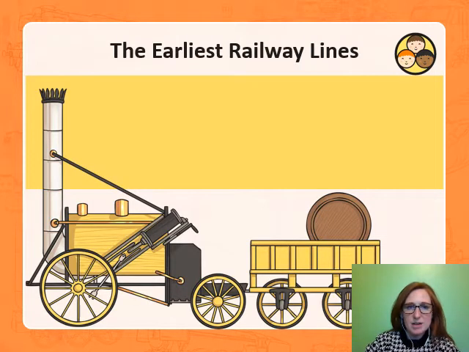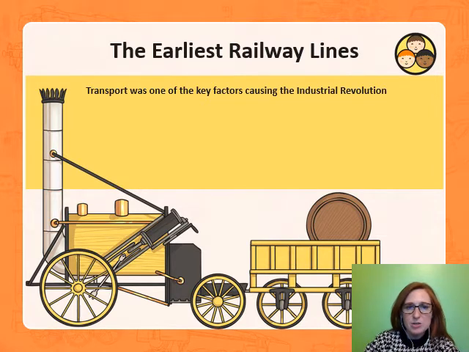For this, you need to open another page in your browser and look on Google Maps or Google Earth. Okay, so the first and the earliest railway lines, what do we already know about them? We know that transport was one of the key factors causing the Industrial Revolution. And where was the first railway line? The first railway line, as we know it, was between Manchester and Liverpool.